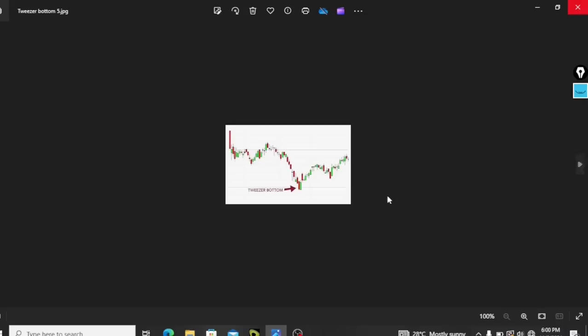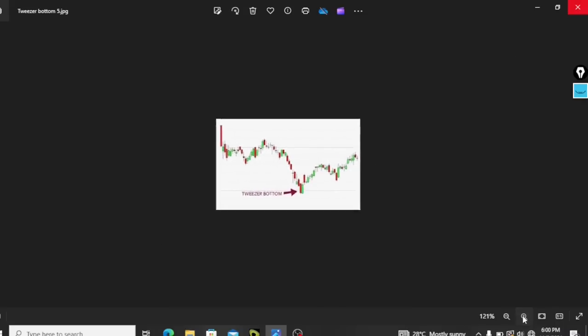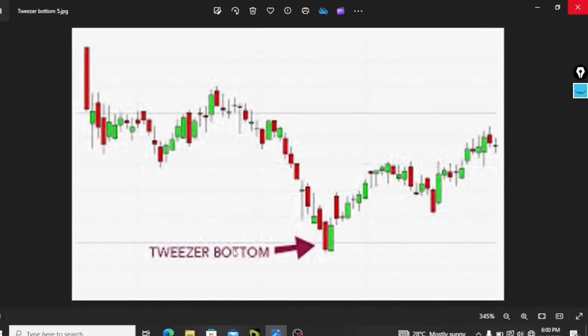Let's look at the second one. Let's look at this chart again. Let me bring it closer so that you can see it. This is another tweezer bottom. Look at the appearance of this one. You see the candles here.